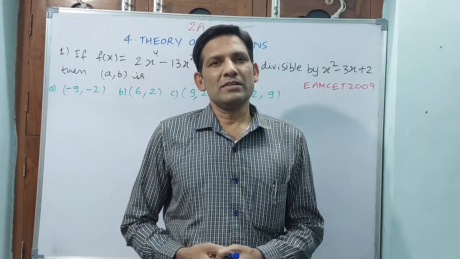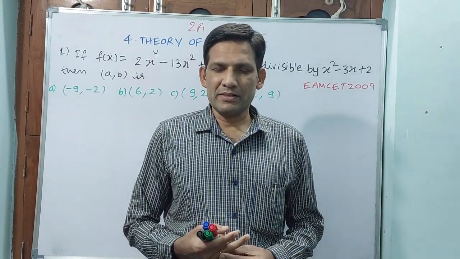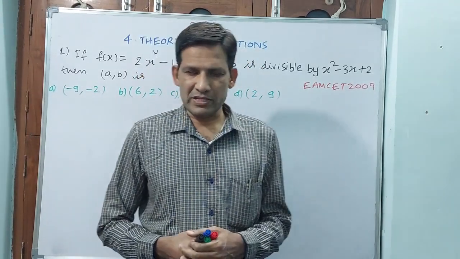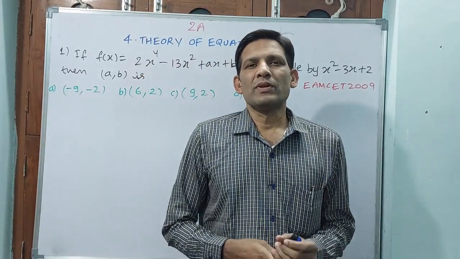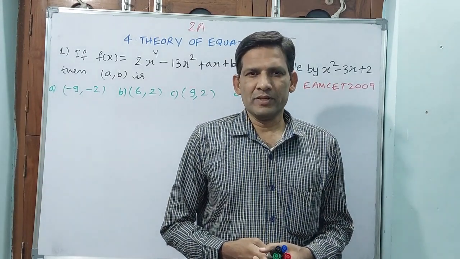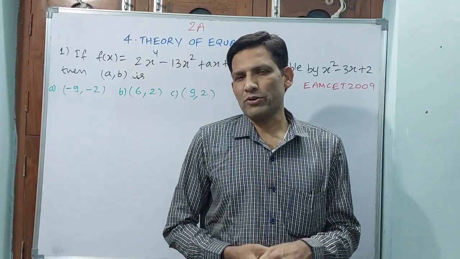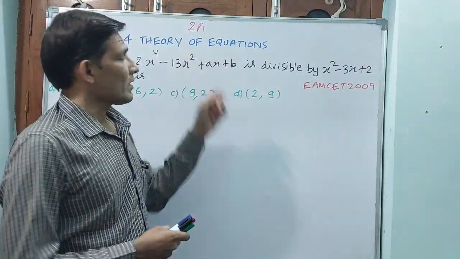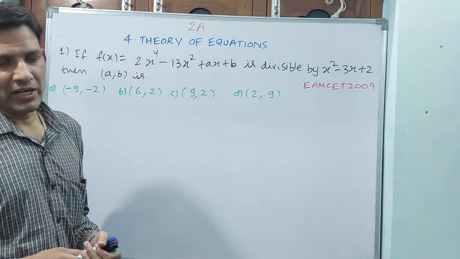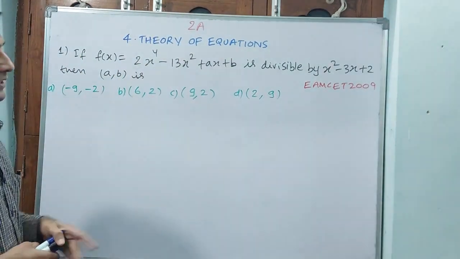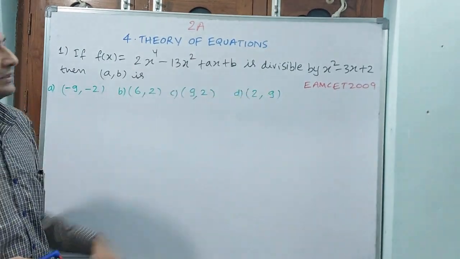Okay, dear students, we are in Eamcet mathematics, and in the last class we have finished 1A 4th chapter, pair of straight lines. Now, same 4th chapter 2A we are dealing in this class. 5 questions we are going to deal. This chapter is theory of equations. Okay, 2A theory of equations. Let us go for first question, Eamcet 2009 question.